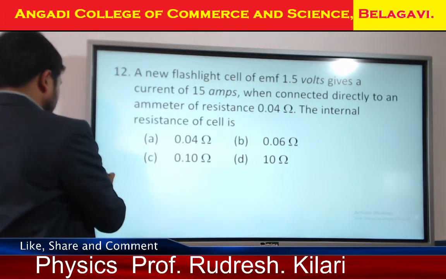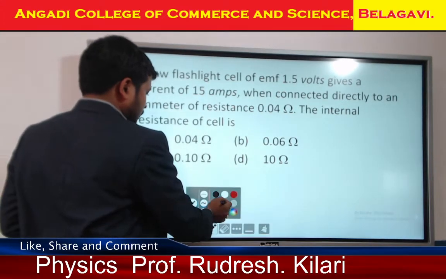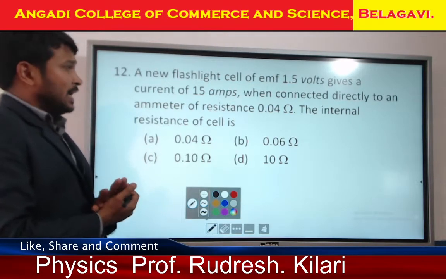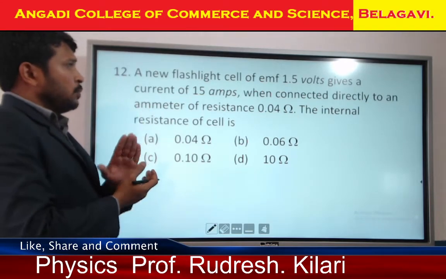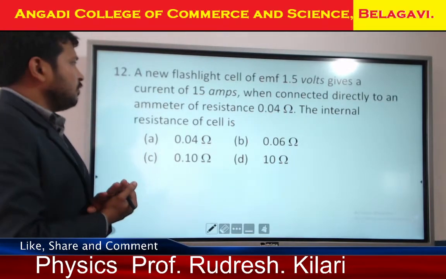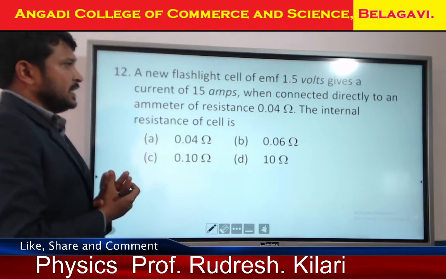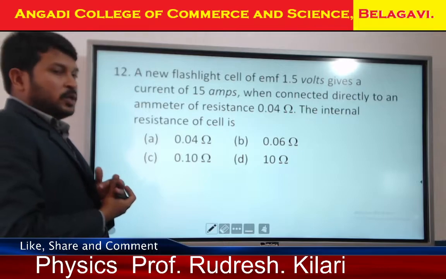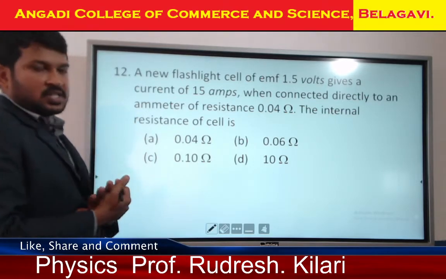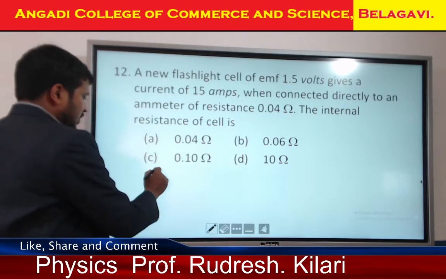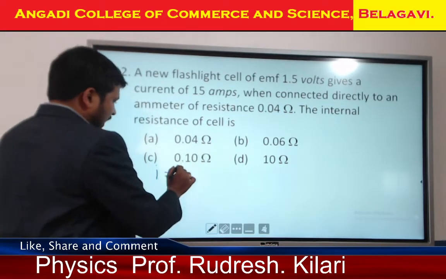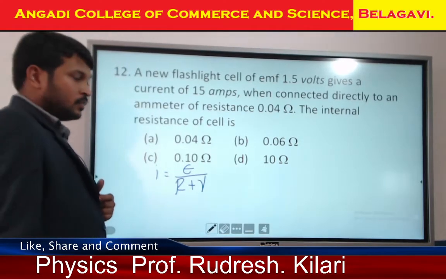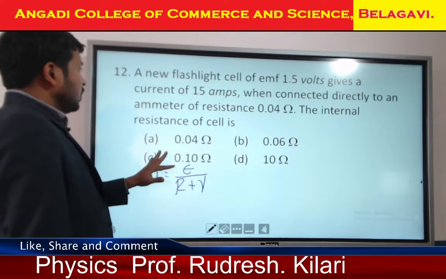Okay, I'll go to the next one. A new flashlight cell of EMF 1.5 volt gives a current of 15 ampere when connected directly to an ammeter of resistance 0.04 ohm. The internal resistance of the cell is. Students, we have the formula I equals epsilon divided by R plus r. Internal resistance they are asking. Okay. What is given here?